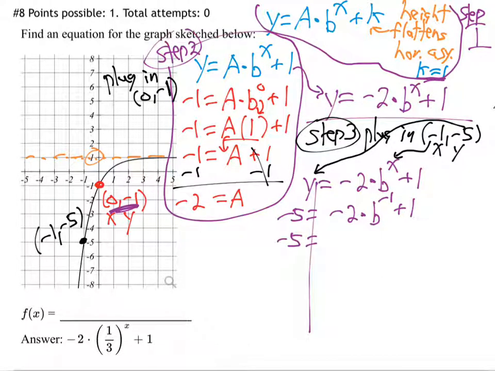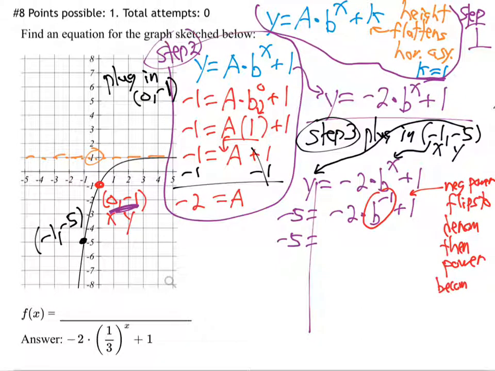So now you got to remember, what does a negative power do? Negative power flips to the denominator, then the power becomes positive. Negative power, remember that? They're unhappy. A negative power means they're like somebody that's unhappy at their job, they're unhappy on the side of the fraction they're on, they're going to flip to the other side of the fraction. So it'll become negative 2 over b to the plus 1 plus 1. Makes sense? Negative powers flip to the bottom and then become positive.